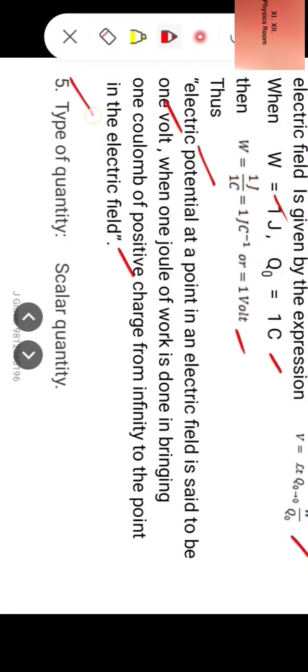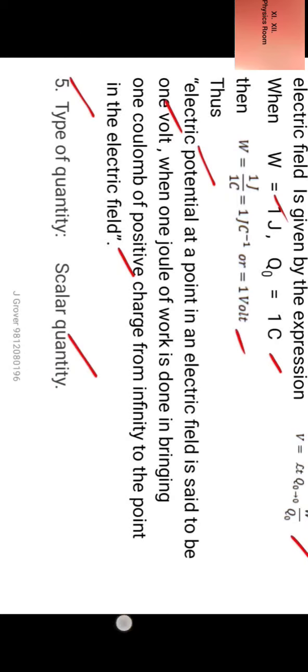Type of quantity: electric potential is a scalar quantity.